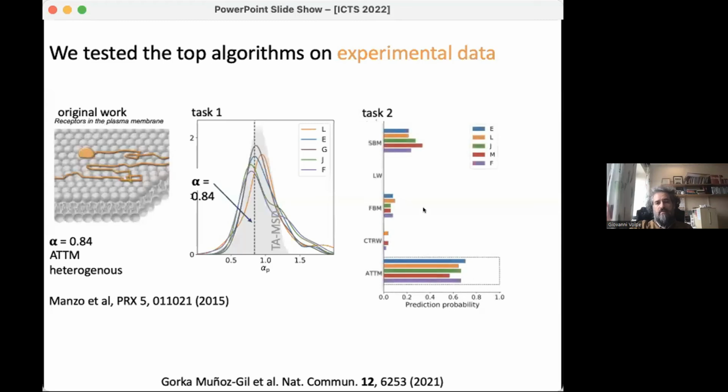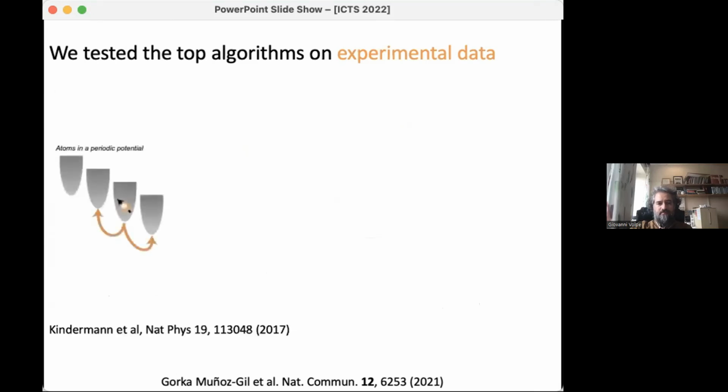And in fact, most methods classify it as ATTM with somehow also some prevalence of scaled Brownian motion.